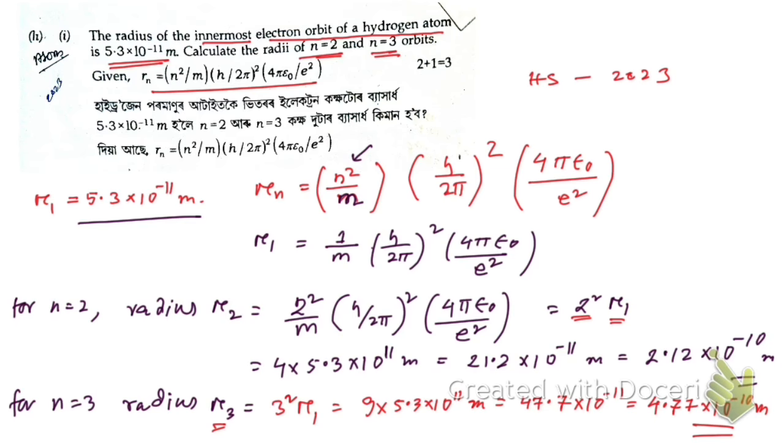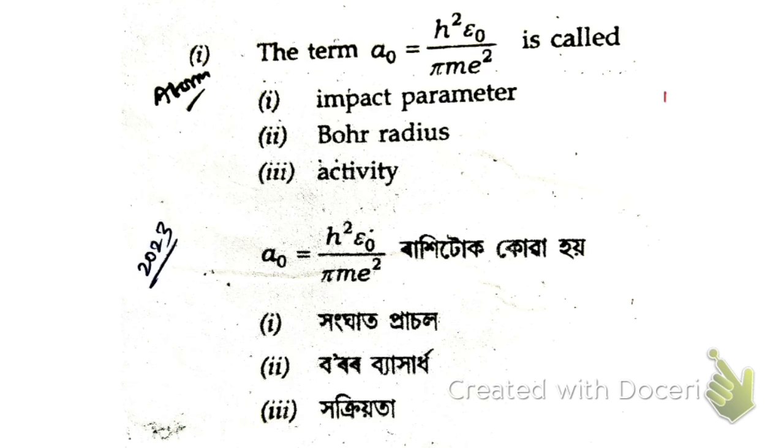Now let me take the next question of this year. This question was also asked in AHS 2023. Here you can see a naught is equal to h square epsilon naught by pi m e square. So what does it mean? This is nothing but Bohr's radius.